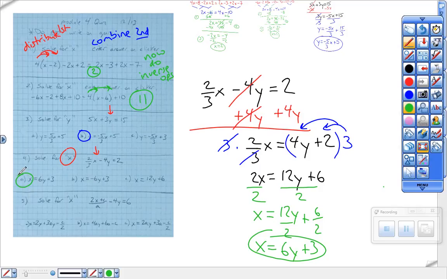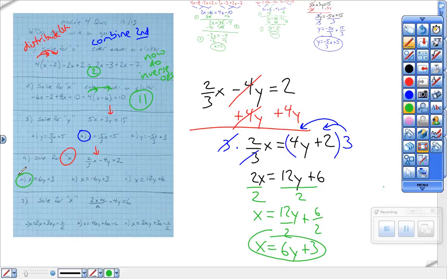All right, on problem number 4, I'm solving for the variable x instead. So my first step, before I do any division or multiplying with that 2/3, I get rid of any plain old terms floating around. So that was the minus 4y. I added it to both sides. Made sure not to combine 2 and 4y.